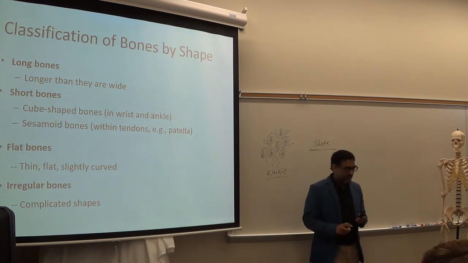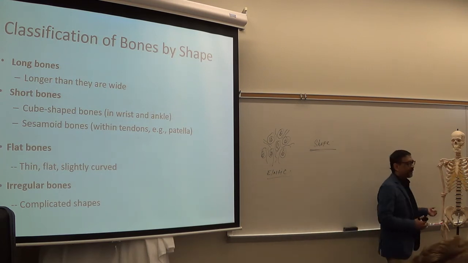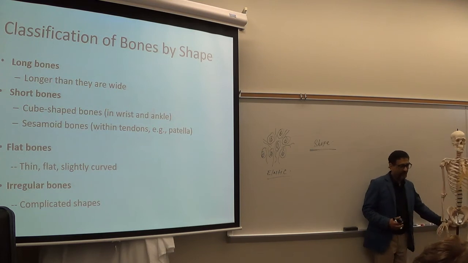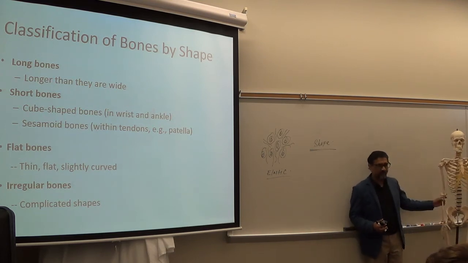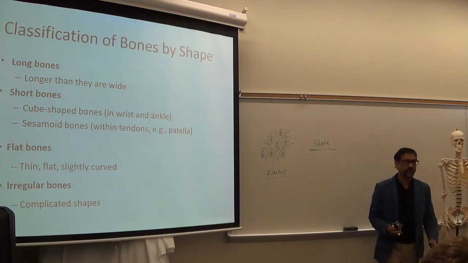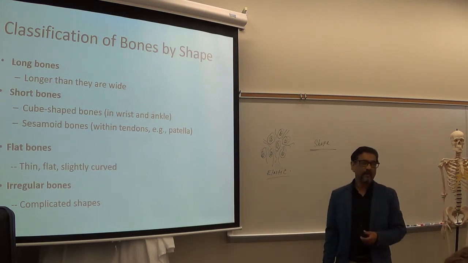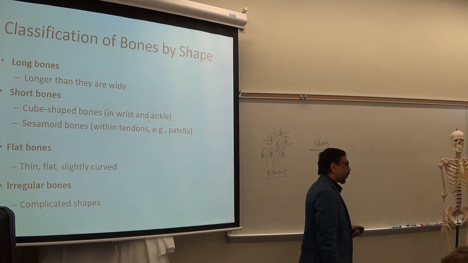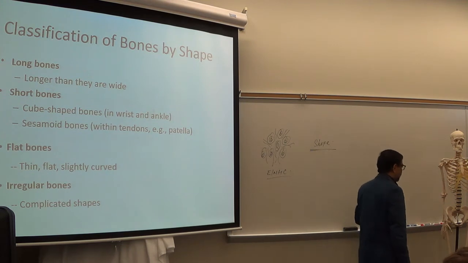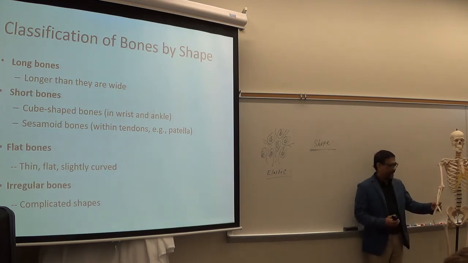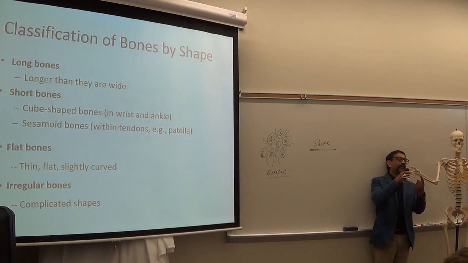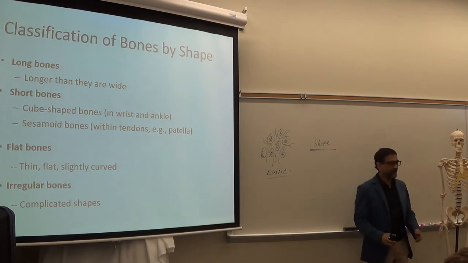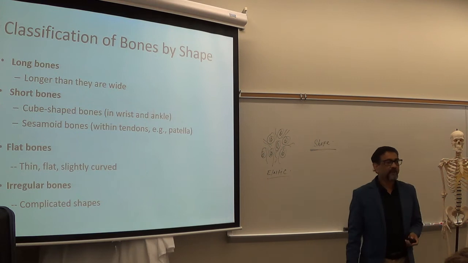Long bones are long. For example, your femur, humerus, radius, ulna, tibia, fibula, those are long bones. Short bones are cubical shaped bones. For example, in your wrist you have carpal bones, right? Carpal bones are short, cubical shaped bones. You also have tarsal bones.